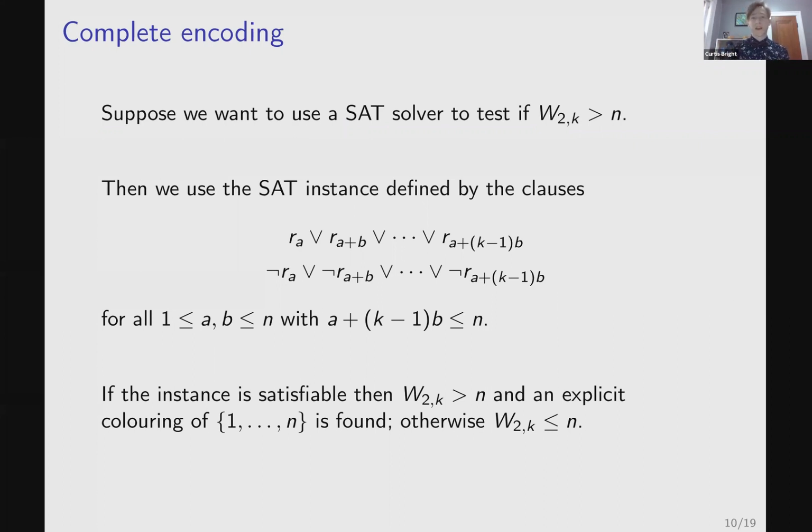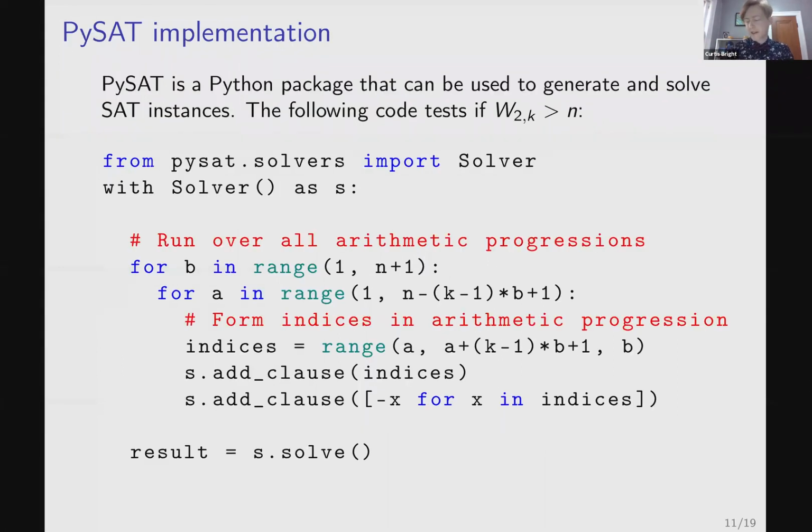If it doesn't find one, it will produce a proof that such a coloring does not exist, and then you could feed this proof to a proof verifier, for example. This will give us an upper bound on the van der Waerden number. Now, if you want, there's an implementation in PySAT that I show you here.